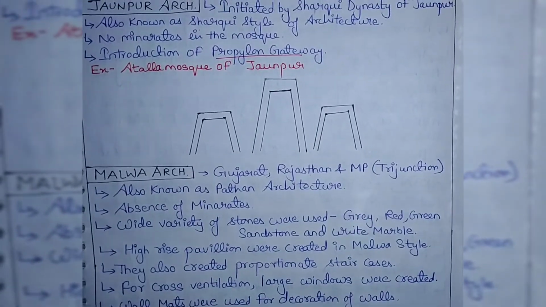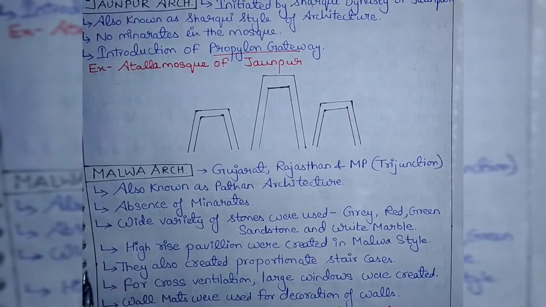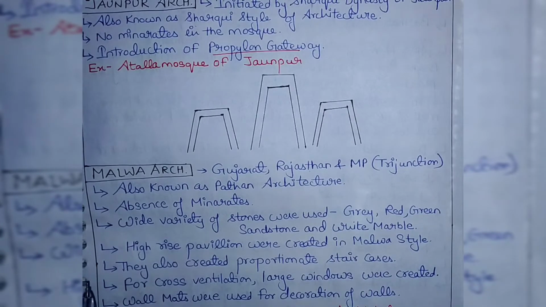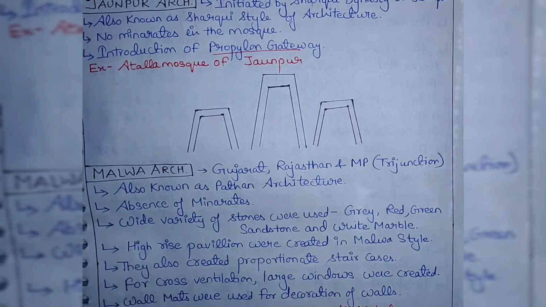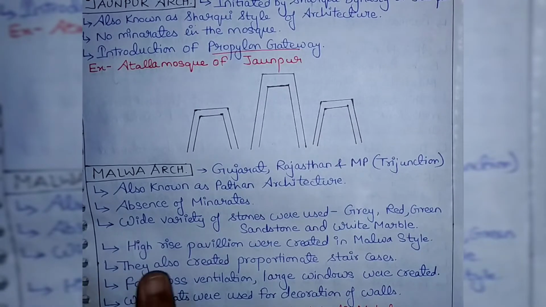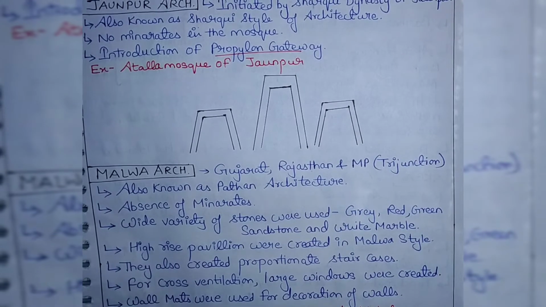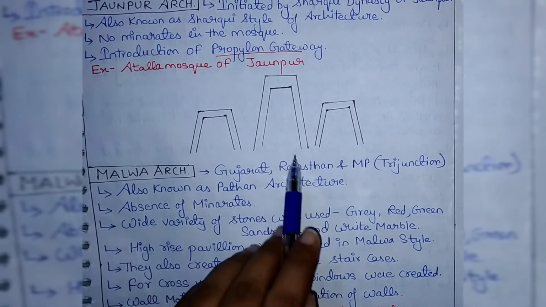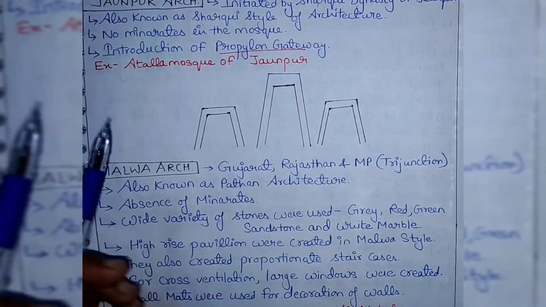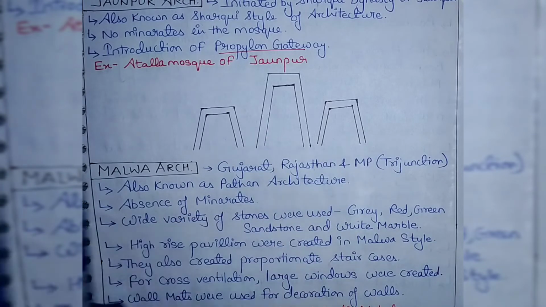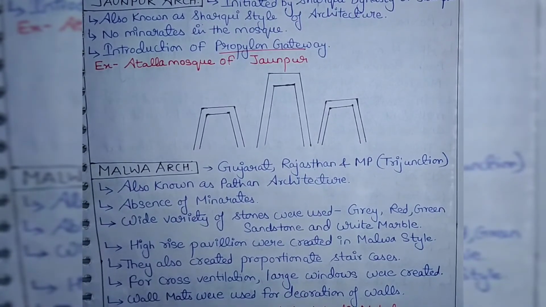Next we'll talk about Jaunpur architecture. It was initiated by the Sharqi dynasty of Jaunpur, also known as the Sharqi style of architecture. In this architecture no minarets were made in the mosque. Introduction of propylon gateways. What are propylon gateways? You can see here one big gateway and on both of its sides small gateways, slightly slanted from all sides. So this is what a propylon gateway is. Example is the Atala Mosque of Jaunpur.